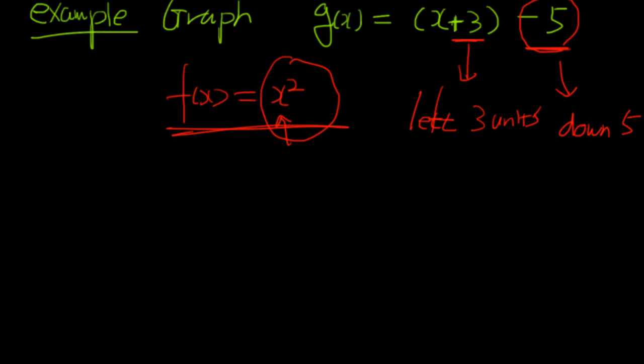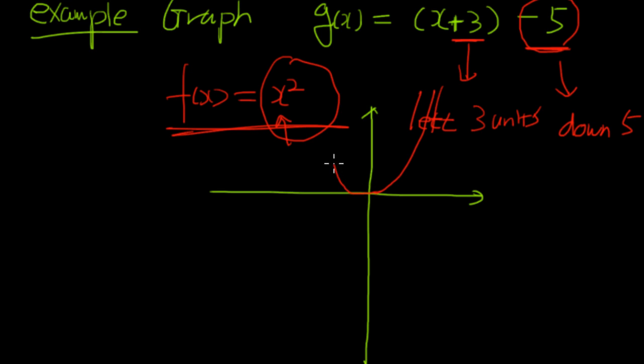Since we're going to go down by 5, let's make our graph. It looks like this, down left. Okay, so the original f of x looked like this, right? Oh, I don't like it. A little bit prettier. All right, that's a little bit better. Okay. Now, this will be moved to the left by 3 units, down by 5.